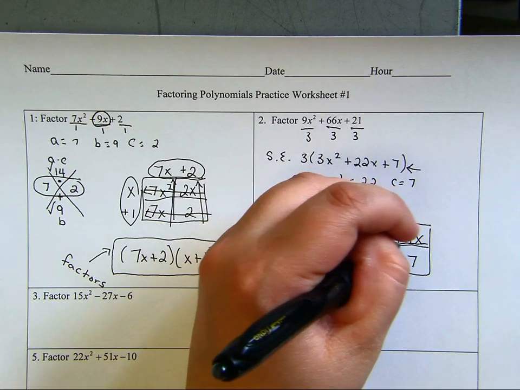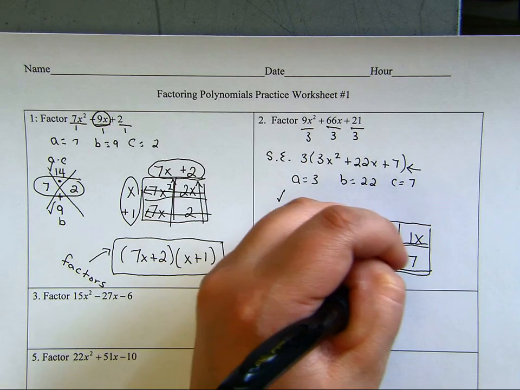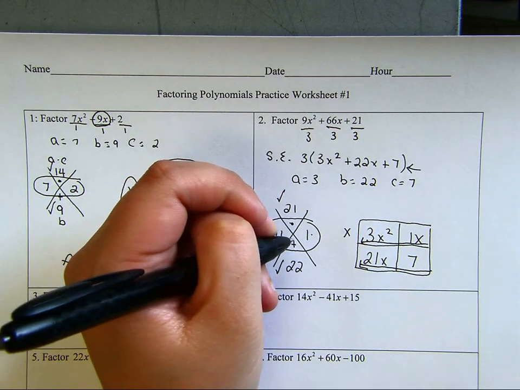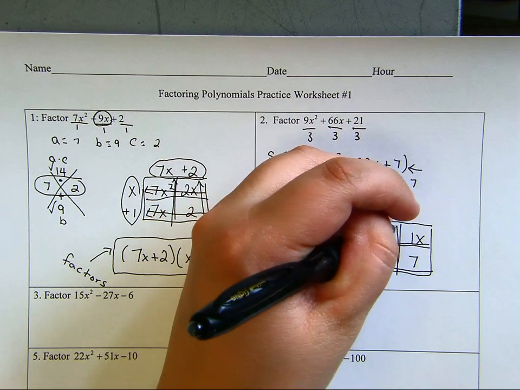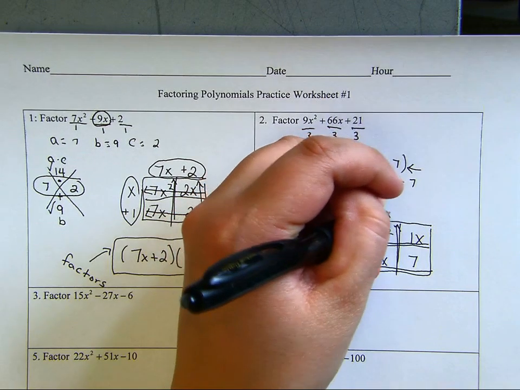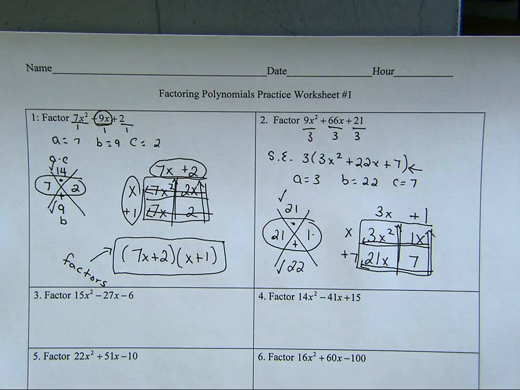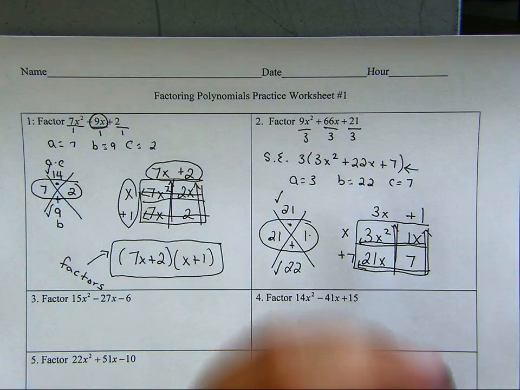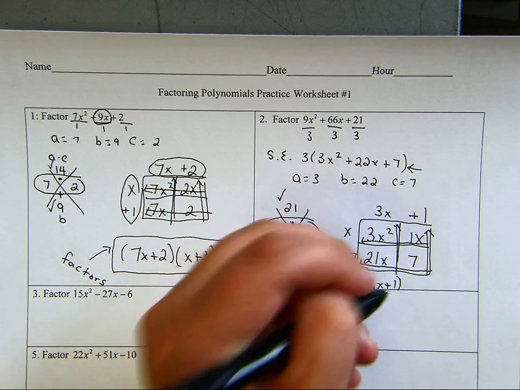So the greatest common factor of 3x squared and 1x is just x. The greatest common factor of 21x and 7 is a positive 7. 3x squared and 21x is 3x. And then this is a positive 1. Now you write the factors as your answer.